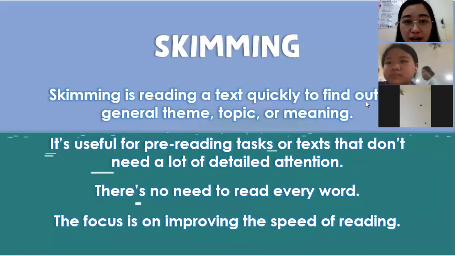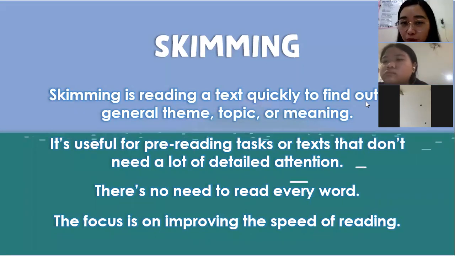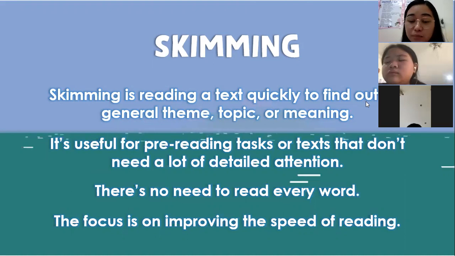Usually, you would find the main idea of a text on the first few parts and the last few parts. Probably first two sentences and last two sentences would do. And the focus is on improving the speed of reading. Because since you're just looking for the general idea, there's no need to devote so much time in reading the text. Okay, so that is skimming.